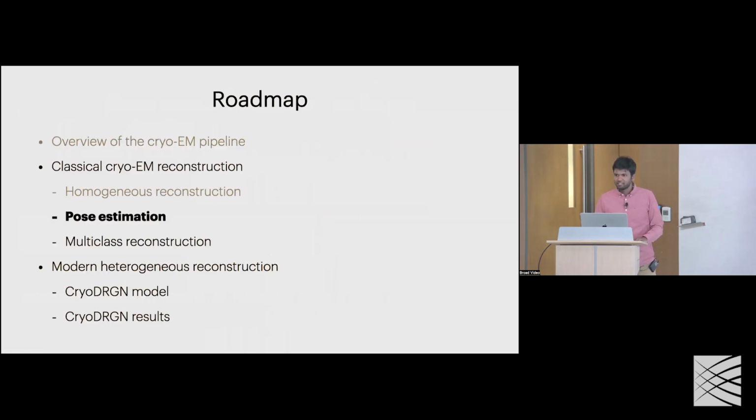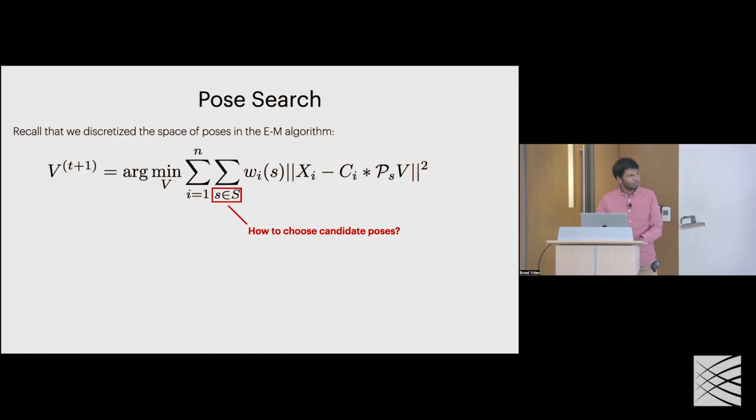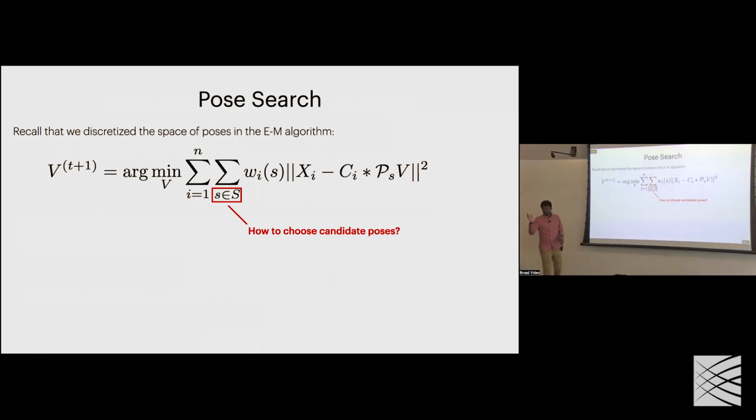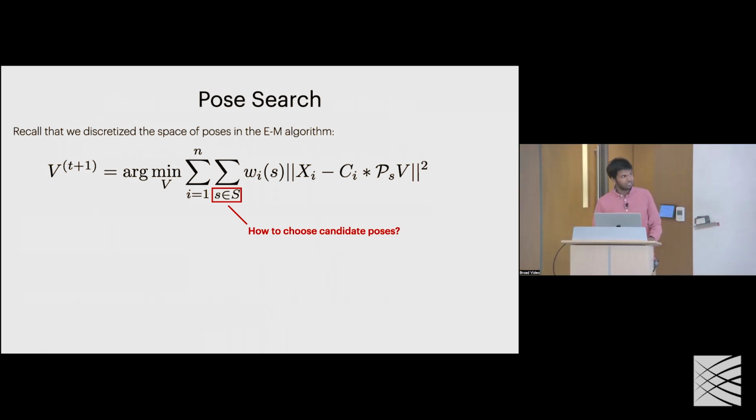Okay, so that's the EM algorithm. A question was just asked on how we actually discretize the poses. Again, I presented this way of optimizing the volumes, and I said we can take that integration over the entire space of poses and turn it into a sum over a discrete set of candidate poses. So one question is, how do we actually discretize the space?